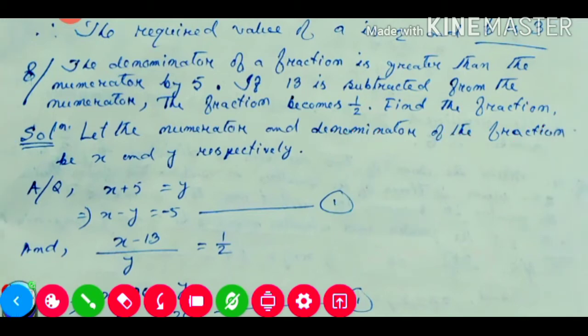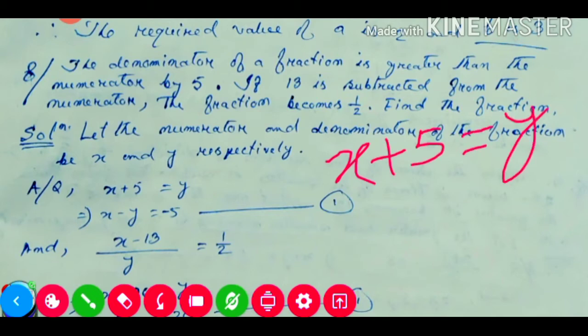So if you consider x and y as the numerator and denominator, with our numerator, if we add plus 5, it will be equal to our denominator. So x plus 5 is equal to y. Now y will shift to our left hand side, so it will be minus y. And this plus 5 we are shifting to our right hand side, so it will be minus 5. So this will be our equation number 1.